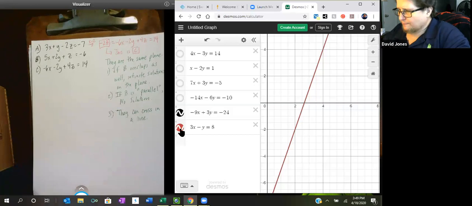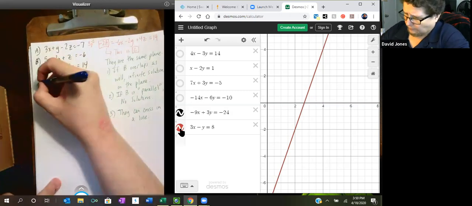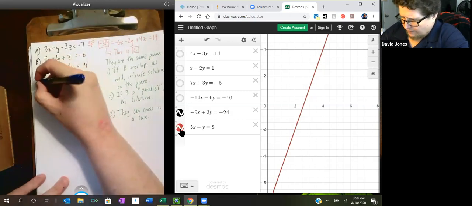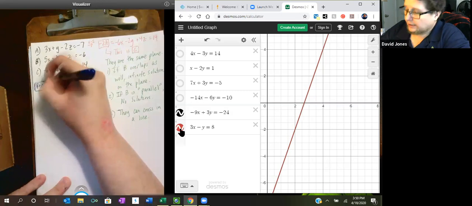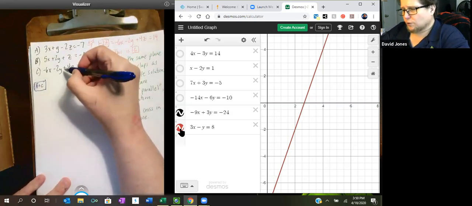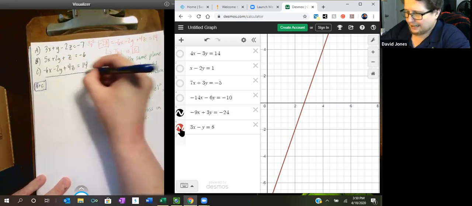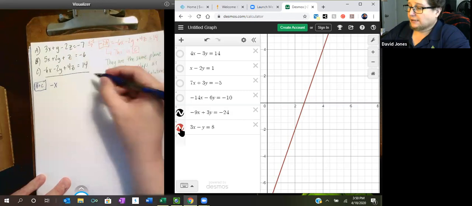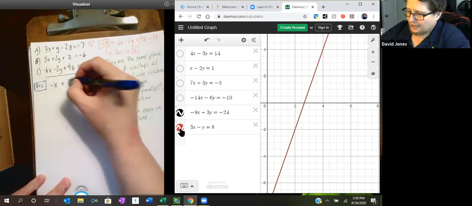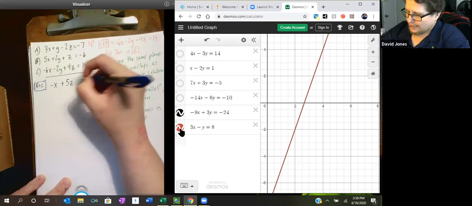So let's add B and C together. Let's do B plus C. Let's see what happens. If they're the same plane, it'll end up going away. But we can see the 2y and -2y cancel. 5x minus 6x is -x. z plus 4z is 5z. And -6 plus 14 equals 8.